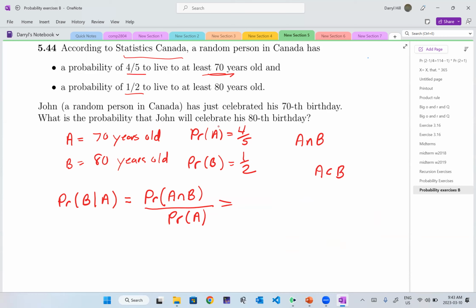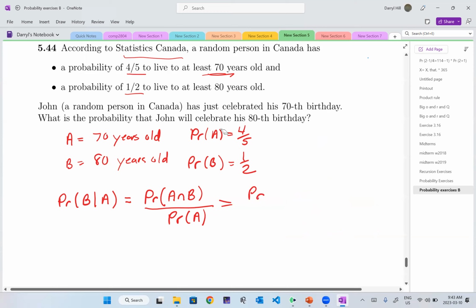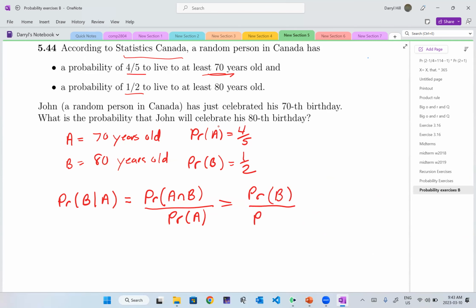The probability of A intersect B is the probability of, did I write this wrong? Sorry. I wrote them backwards, sorry. This should be B is a subset of A. Is that right? Well, this is probability of B over the probability of A. However I did it before, I don't know, but yeah.